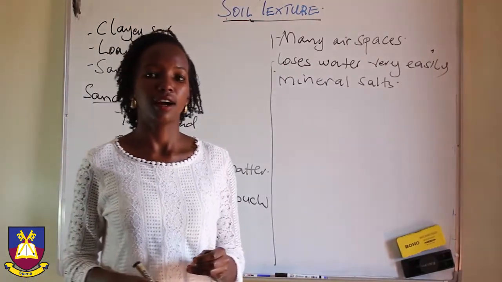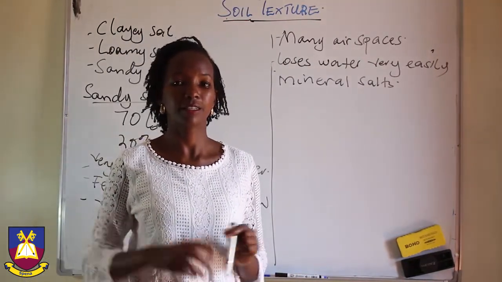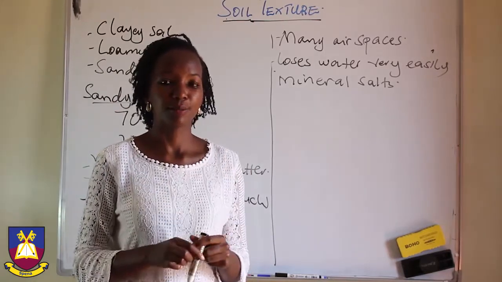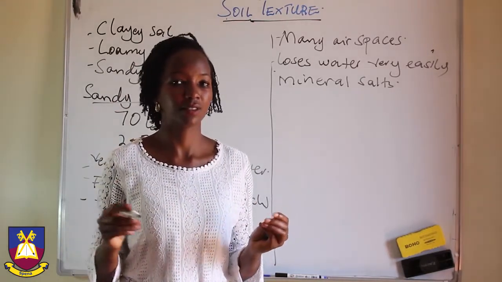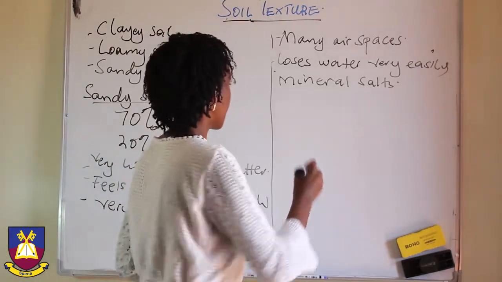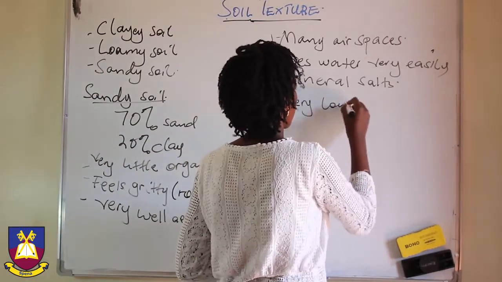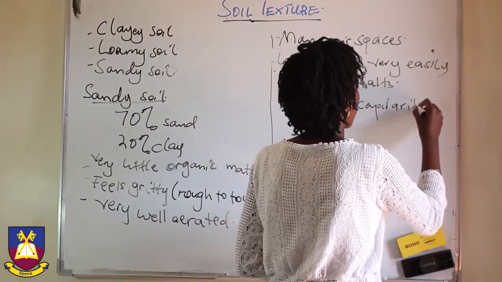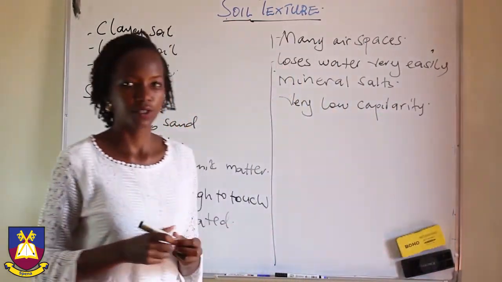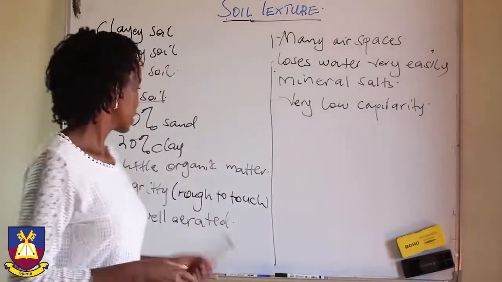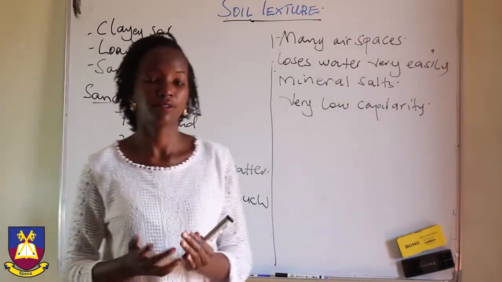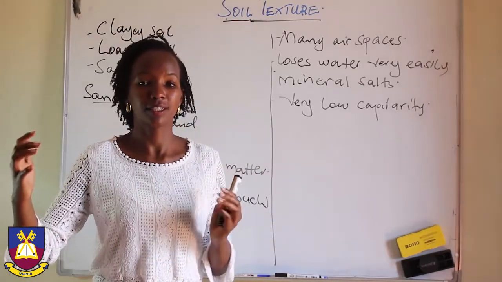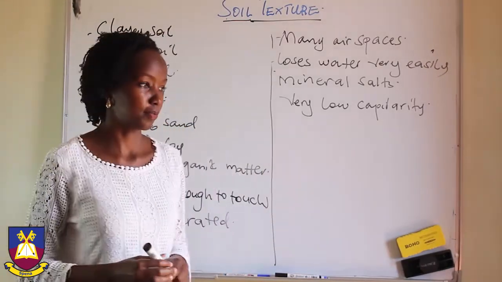It cannot have capillarity. Capillarity is the rise and fall of a liquid within very narrow spaces. Since it has wide spaces, it does not have capillarity. So that is about sandy soil. We call it sandy soil because it has a lot of sand particles that make up the biggest component, the biggest percentage of the whole soil.